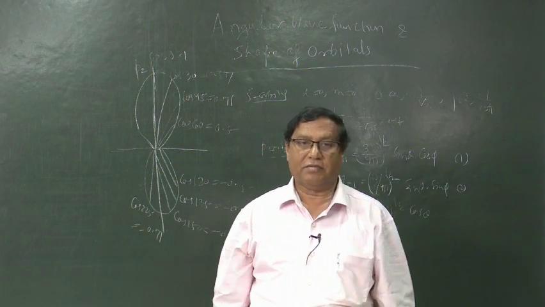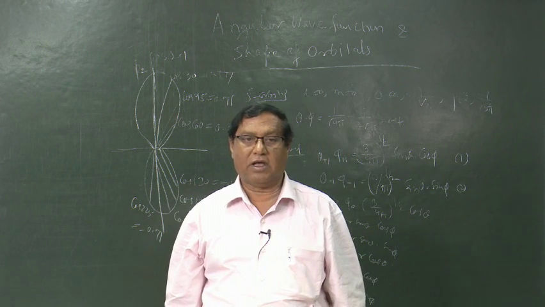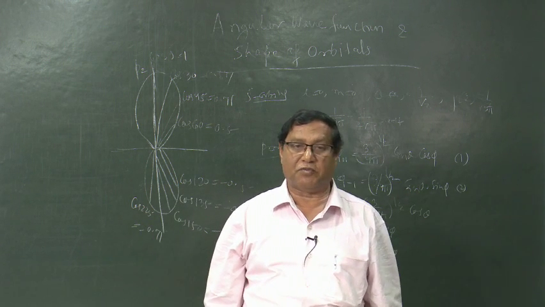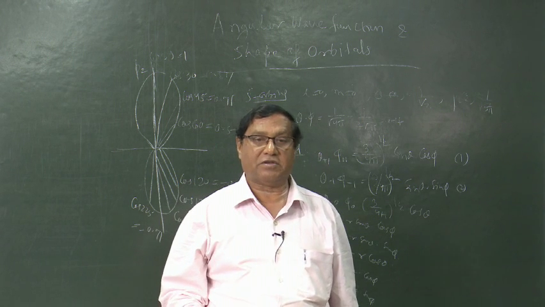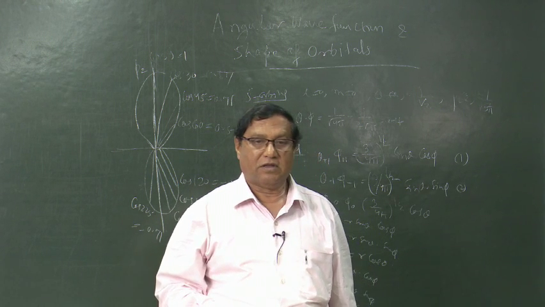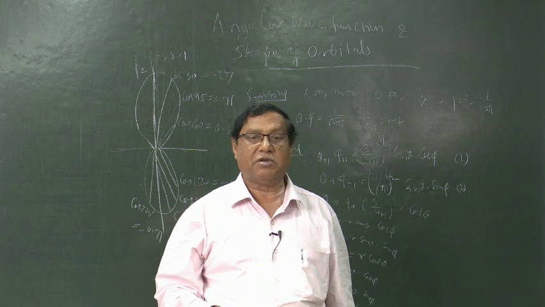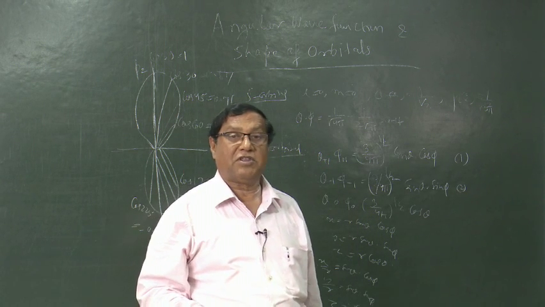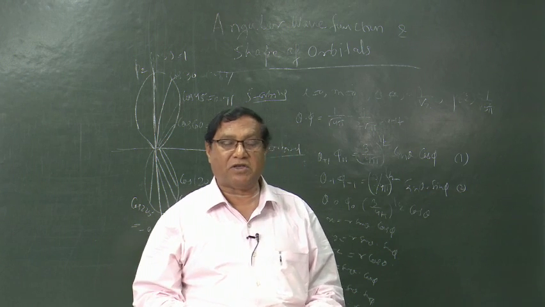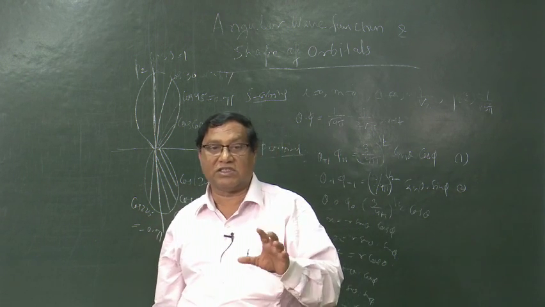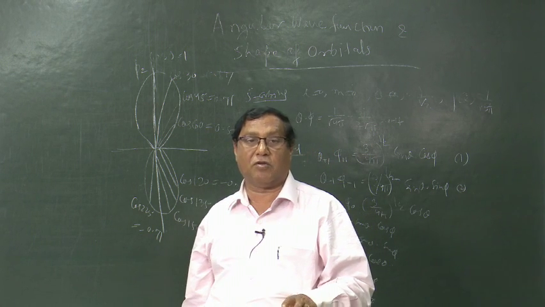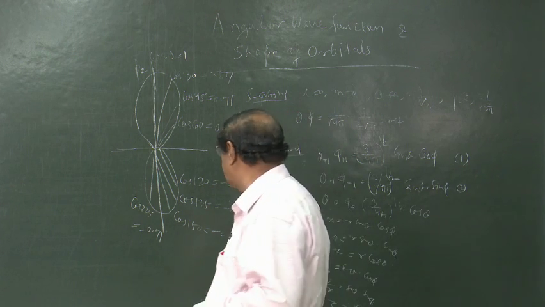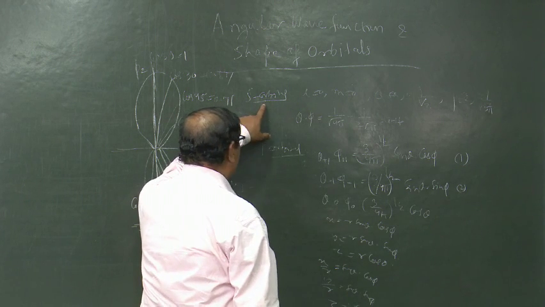I will teach today the angular wave function as well as the shape of the orbitals. As I have told you, the wave function is composed of two parts. One is the radial wave function and the other is the angular wave function. The radial wave function shows the behavior of the orbitals, as I have shown you in the last class. But the angular wave function determines the shape of the orbitals. The angular wave function of the s orbital will show what the shape of the s orbital is. The angular wave function of the p orbital will show what the shape of the p orbital is. So, let us see what the angular wave function is for the s orbital.